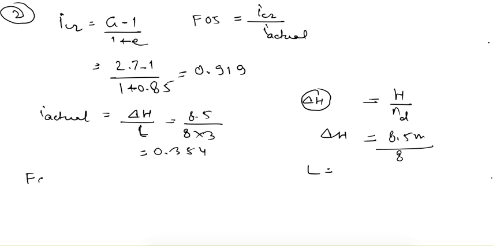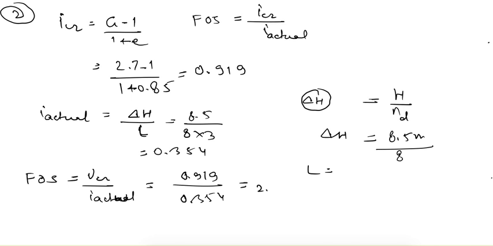So factor of safety is equal to i critical divided by i actual, which is 0.919 divided by 0.354. It comes out to be 2.59, that is approximately 2.60. This is the factor of safety.